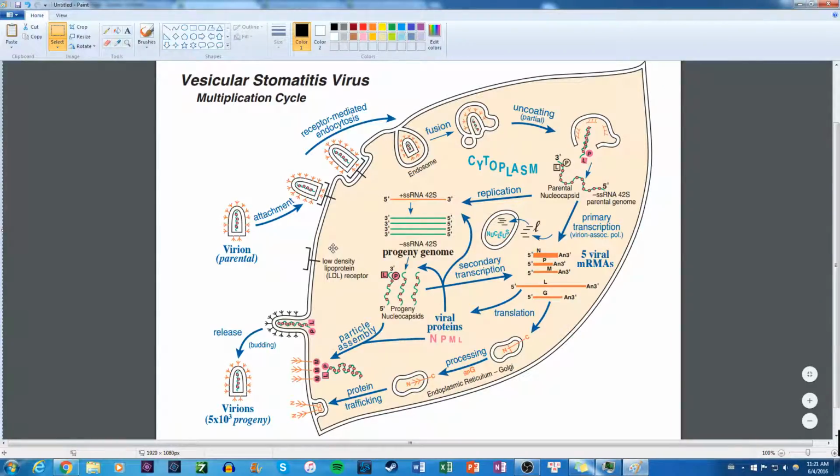Okay, so VSV multiplication cycle. This is the model virus that we use to learn about rhabdoviruses, which are negative single-stranded RNA bullet-shaped viruses. I think, if I remember correctly, they were about 75 nanometers in diameter and 100 nanometers in length.